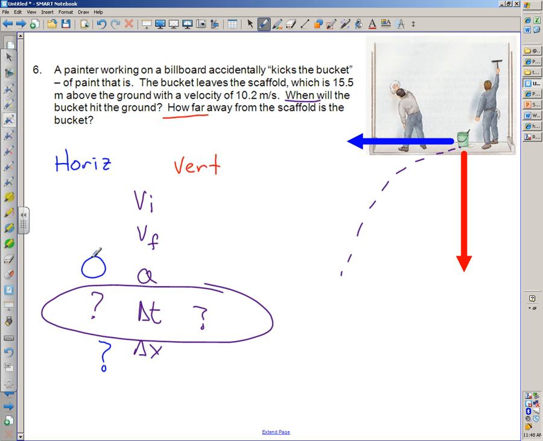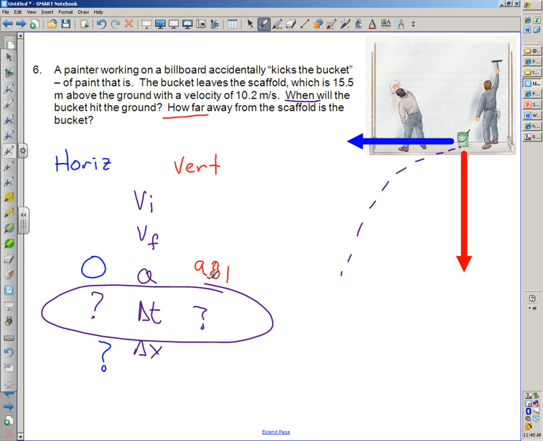Vertically, though, what's affecting the motion of the object? Gravity. And we know the acceleration of gravity. It's 9.81 meters per second squared. Regardless of the fact that we've now added a horizontal component, that doesn't change what's happening vertically. Vertically, there's still two options. There's still an up option and a down option.